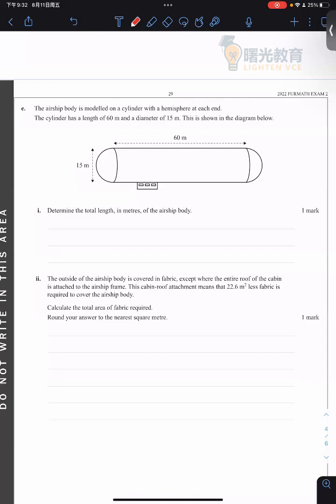Now, we just need to find out what is the total length from here through the body and to the end, all right? This is one radius, this is another radius. So the total length would be the 60 plus 2 radius. And what is 2 radius? A diameter, and that is 15. The answer is 75 meters.